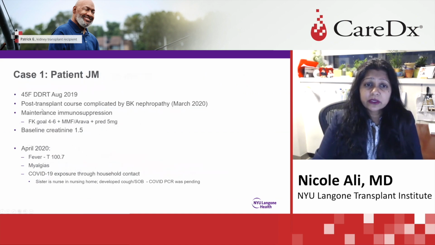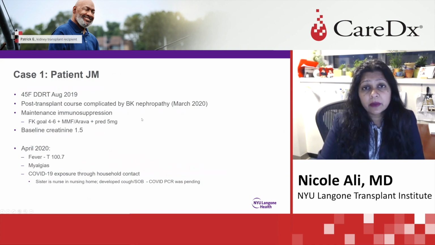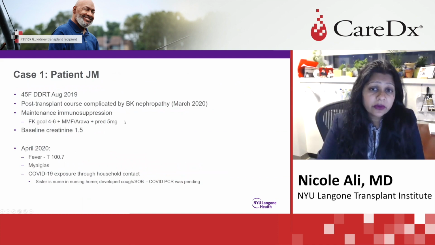So this first patient is a 45-year-old who got a deceased donor kidney transplant in August of 2019. Her post-transplant course was complicated by BK nephropathy, but she otherwise did very well. I put myfortic and Arava in here because there was a point at which she was transitioned from CellCept to Arava. Her baseline creatinine was 1.5. Unfortunately, in April of 2020, she developed fevers, myalgias, and was subsequently diagnosed with COVID-19, as her sister, who's a nurse, also developed COVID-19.